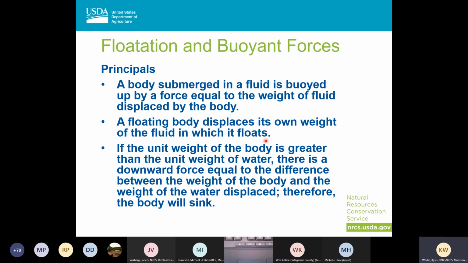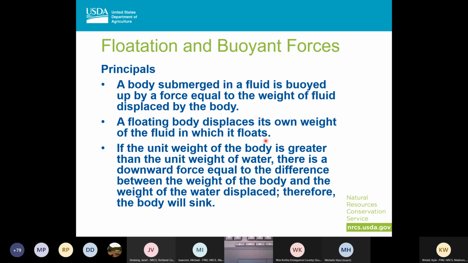Okay, so the last thing we're going to talk about is buoyancy and flotation. As I mentioned, a lot of times these structures are going to be used in wetlands, so we have to worry about whether they're going to float up and rip the pipe out. We have to make sure they're heavy enough that they stay on the bottom even when submerged in water.